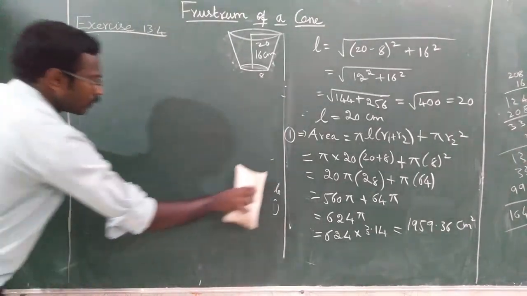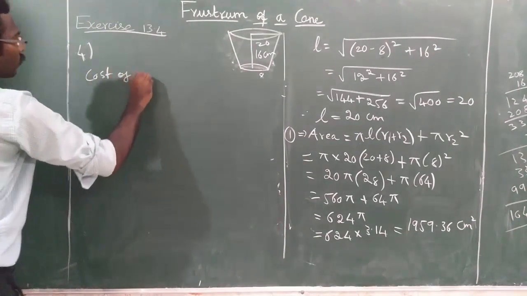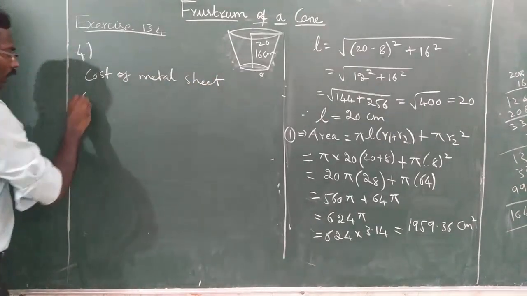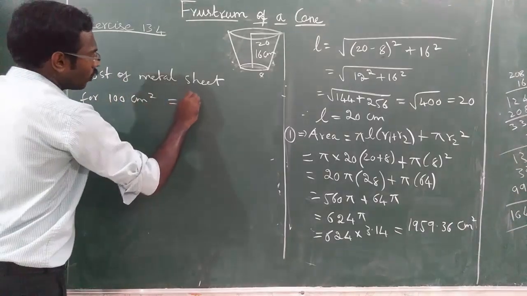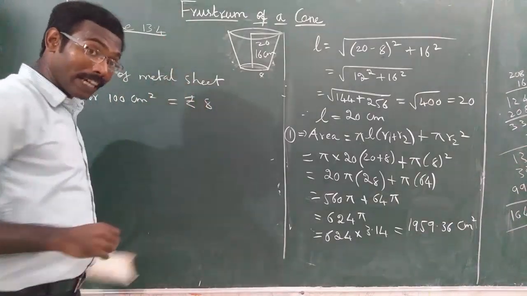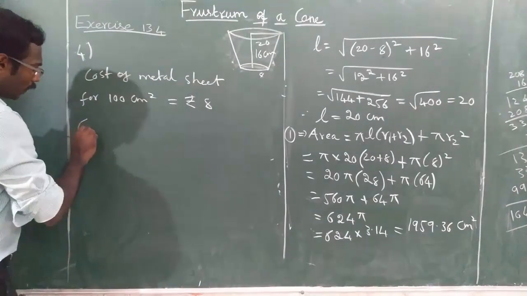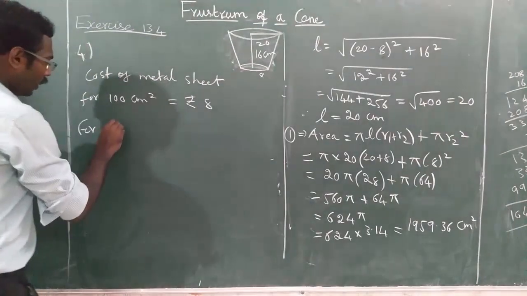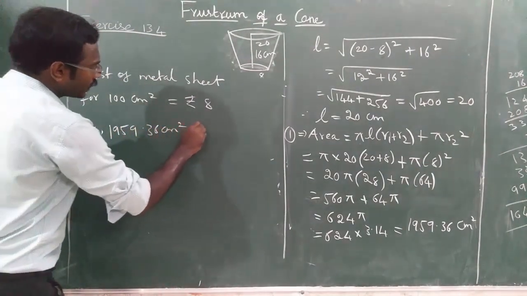How much? Cost of metal sheet. For 100 centimeter square, it is equal to rupees 8 per 100. Per 100 means divided by 100. So for what is the centimeter square here? 1959.36 centimeter square is equal to.